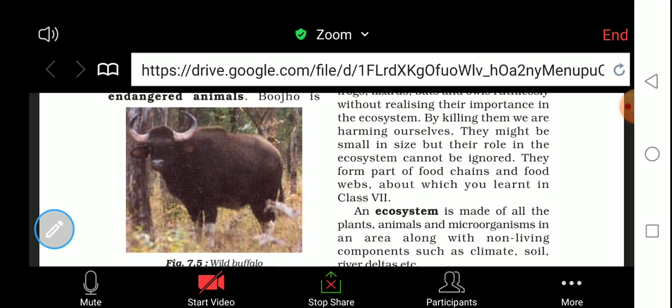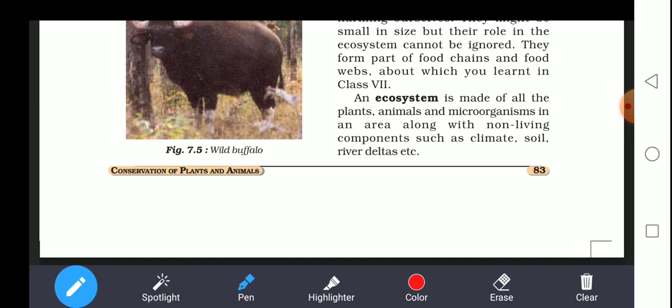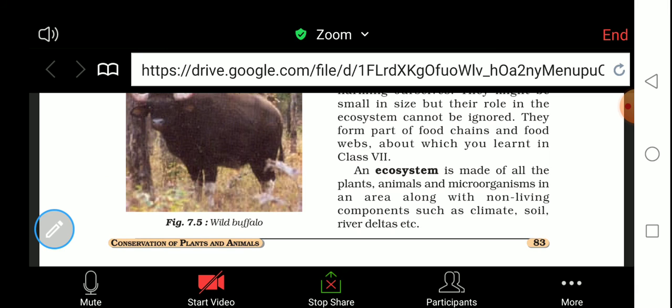So an ecosystem is made of all the plants, animals, and microorganisms in an area, along with non-living components such as climate, soil, and river delta. So these ecosystems are not formed only from living microorganisms, animals or plants, but also non-living things. We can say like climate and also soil and also river delta. These are also included in the ecosystem. These are also playing a vital role in our life, not only living things but also non-living things.